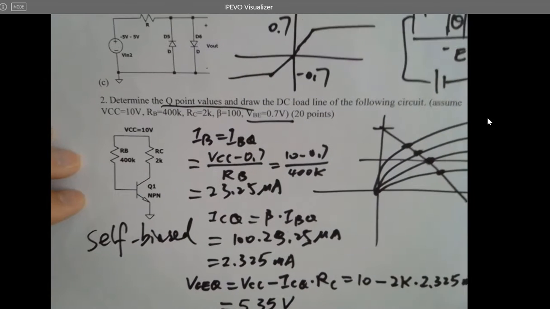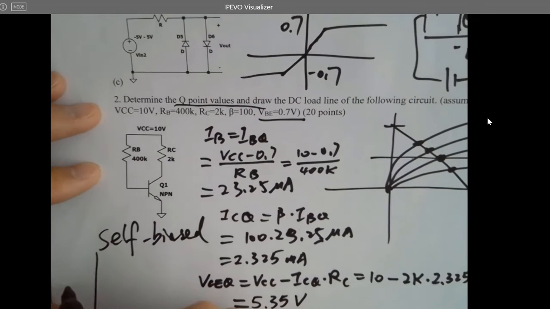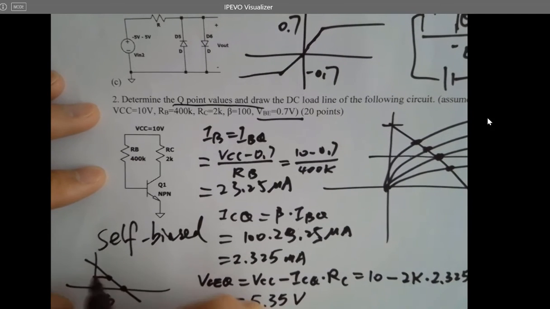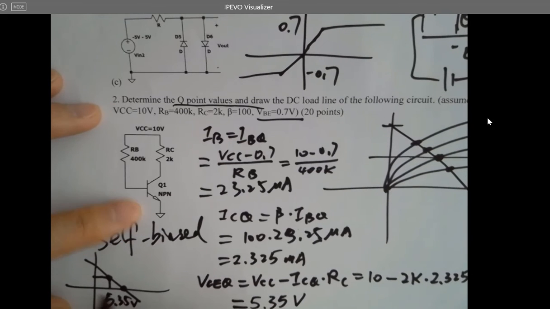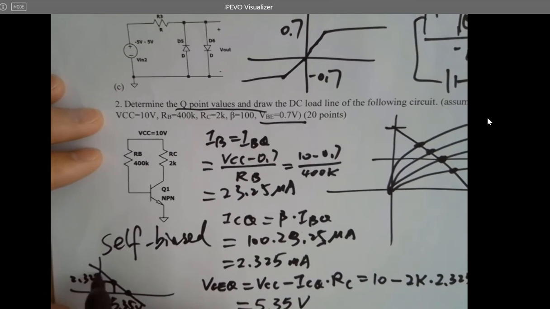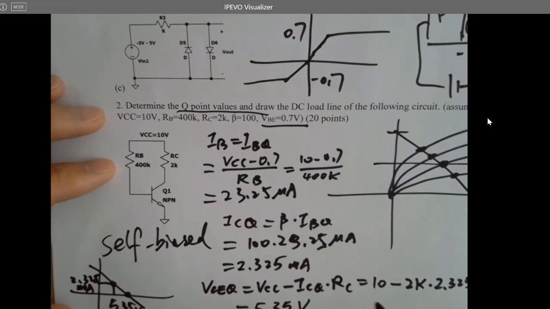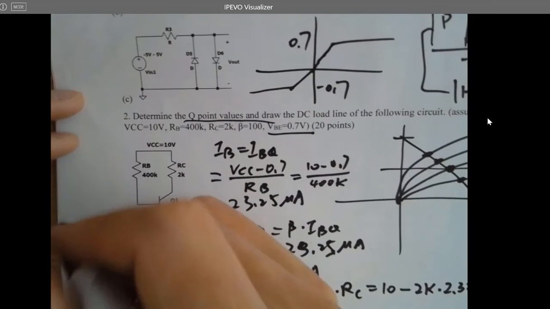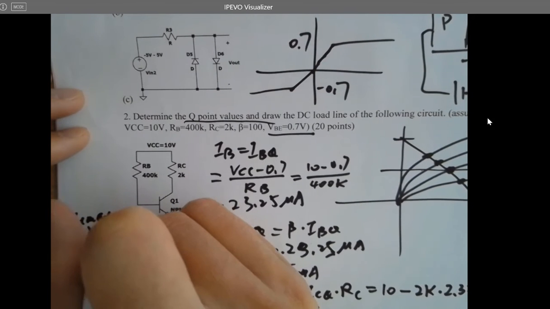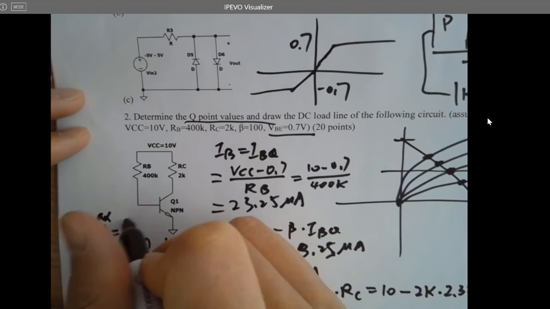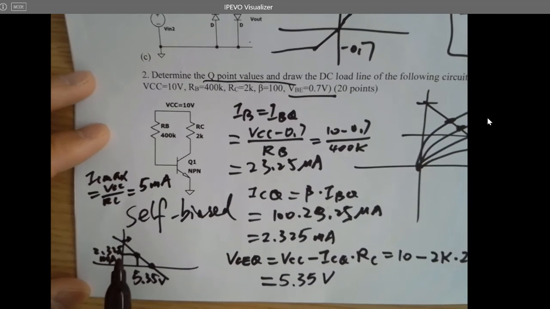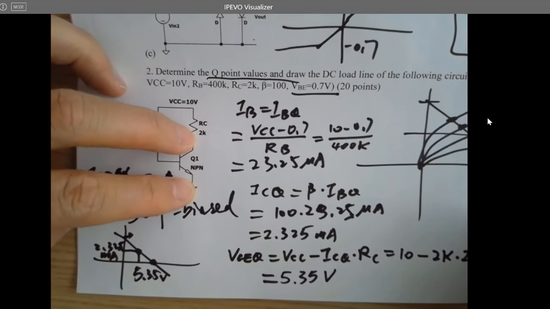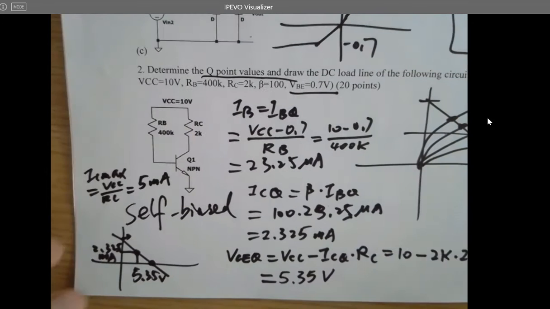To construct the load line, just draw this, boom, and that's 5.35 volts, and this is 2.325 milliamps. There must be a max value here and here as well. We can calculate that. IC max equals VCC over RC, which is 5 milliamps. It's pretty close to 50% of the max. And the maximum VCE, when there's no current, all the 10 volts will be dropped across the C and E terminals, so you're getting 10 volts here.